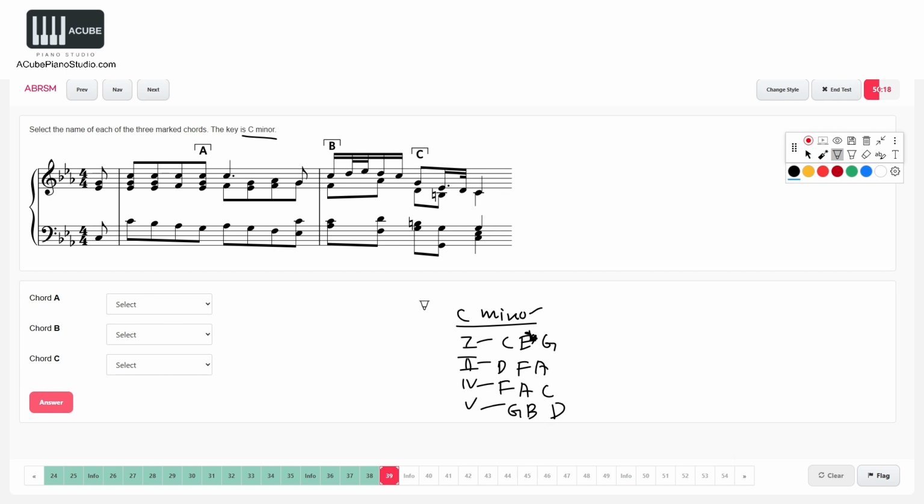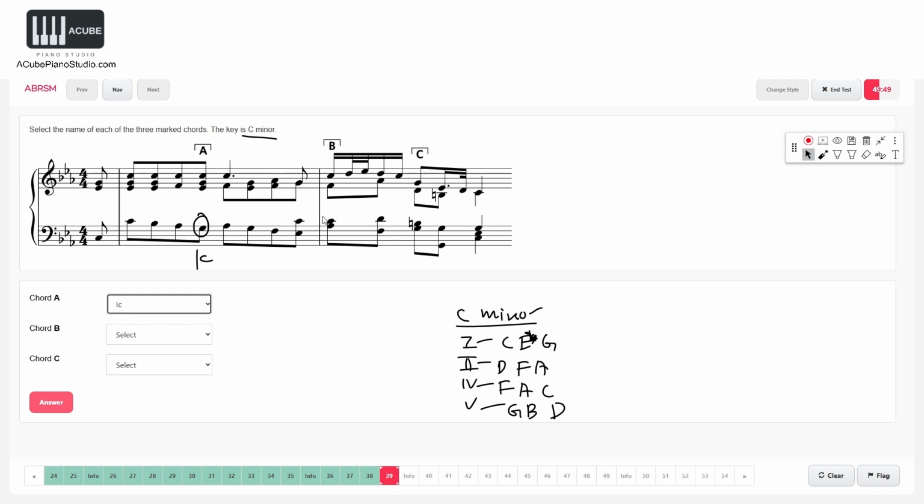Okay, so now let's take a look at this. I have G, E, G, C. So G, E, G, C. So it's chord 1, right? Next, what is the lowest note? The lowest note is G, which is the third note in this chord. So it is 1C, second inversion.